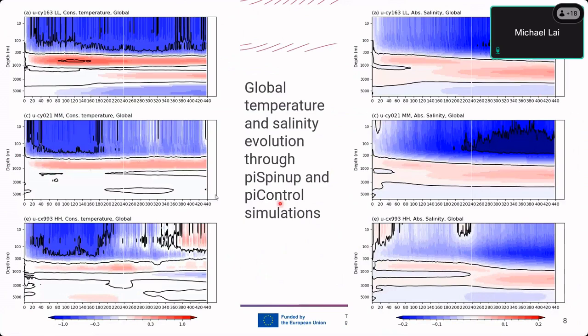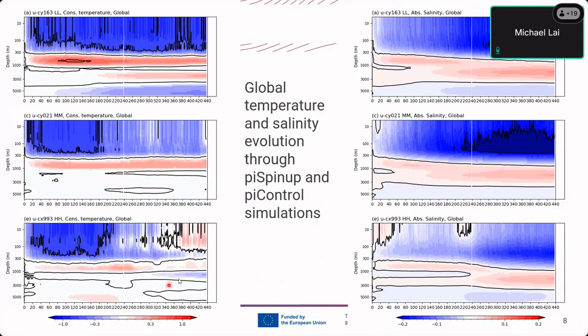I'll have to skip through these, but I then have metrics of time-depth changes from the initial conditions, or from the first year of the model simulations, where you can track all the way from the start of the spin-up to 240 years of the spin-up and the PI control, how the global ocean, in terms of temperature on the left and salinity on the right, evolves in the low, middle, and high resolution models.